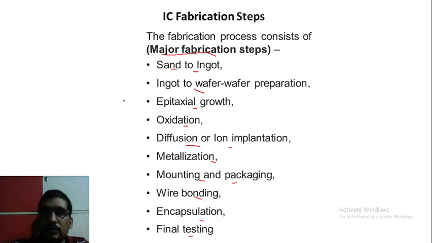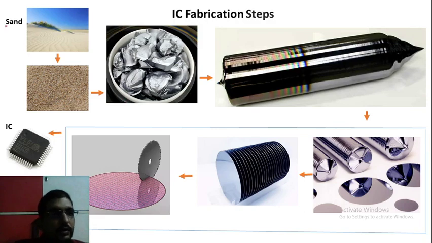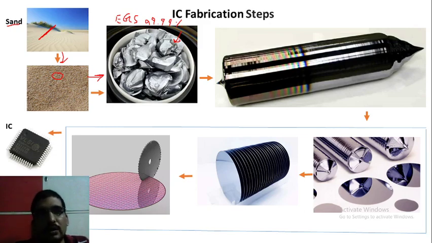Okay, so let us understand it more in a better manner with the help of some pictures in a pictorial view. Sand. First step, as we have said, is that we start from the sand and some other raw materials. From sand we basically obtain quartzite, a purified form of sand. Then from it we obtain what is known as EGS, electronic grade silicon. This electronic grade silicon is silicon which is 99.999999% pure. So it's called electronic grade silicon.